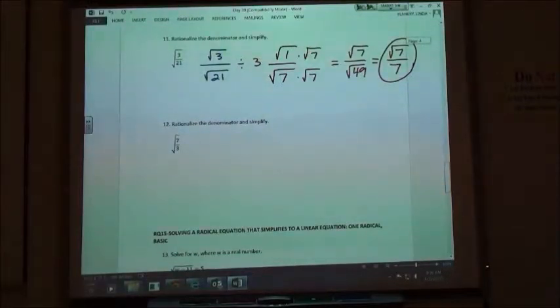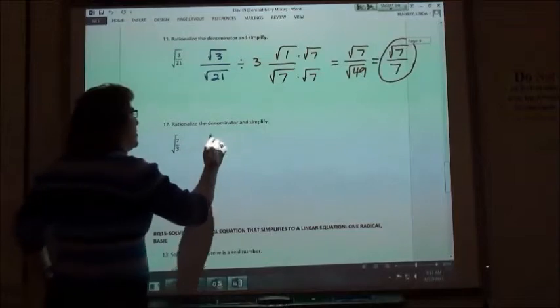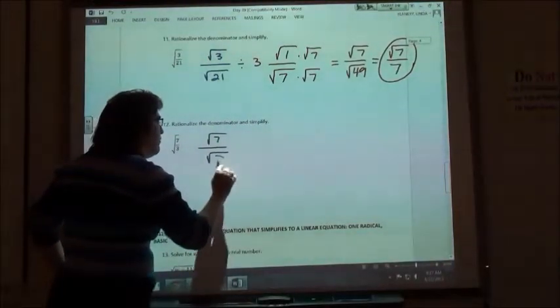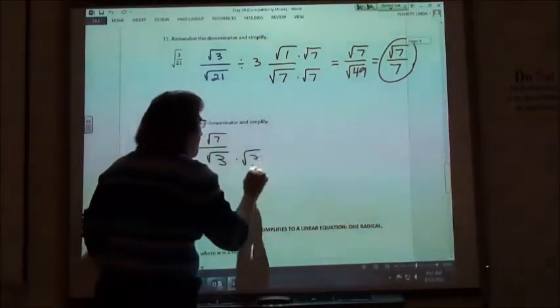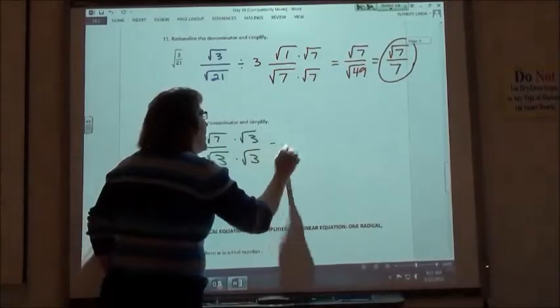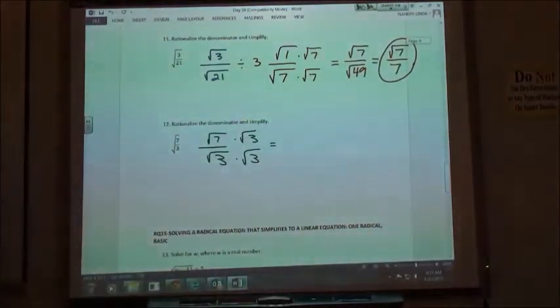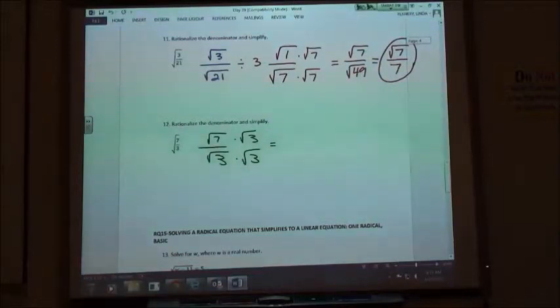So what should I do with that one? Put them both under a square root. Make that the square root of 7 over the square root of 3. And then times by the square root of 3. I would then have the square root of 21 over the square root of 9.